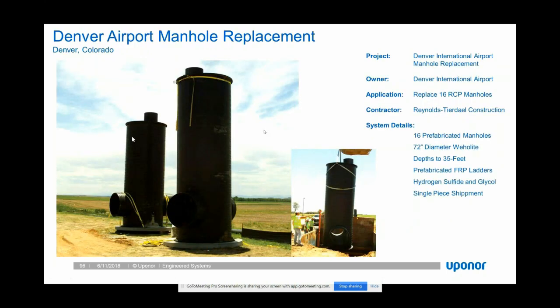So next I'll tell you, we do a lot of manholes, especially projects where there are harsh chemicals, landfill leachate, and in this case, the Denver airport. They had hydrogen sulfide and glycol that were causing rapid deterioration of concrete structures, so they decided to go with a permanent solution, and we did 16 manholes for the Denver airport, at a very substantial depth of 35 feet. An excellent project for us and a perfect example of how to use a good application for HDPE.